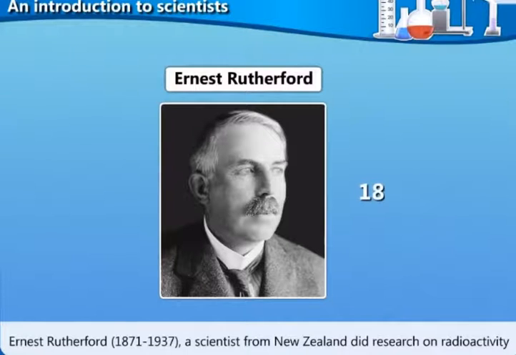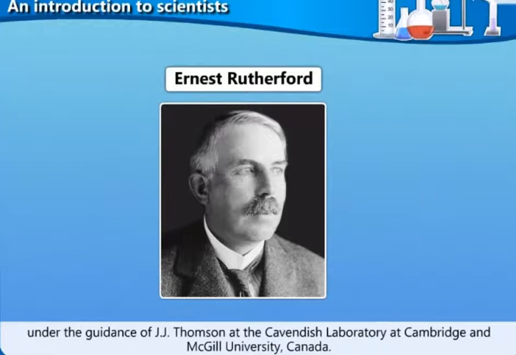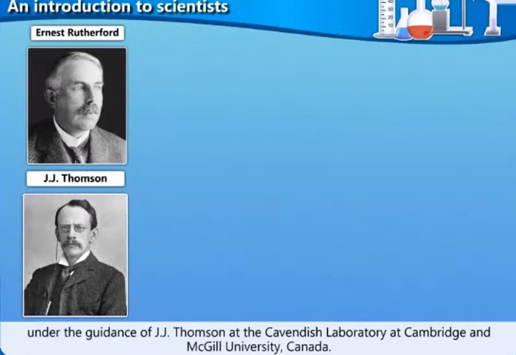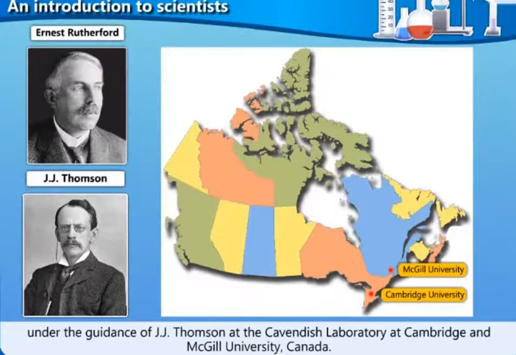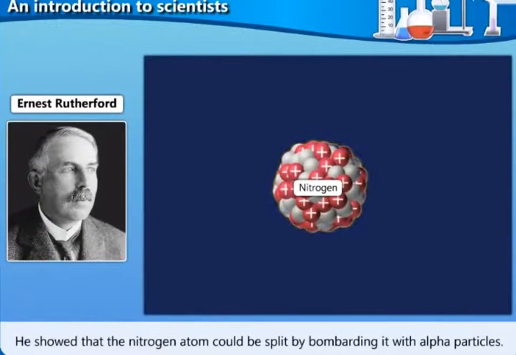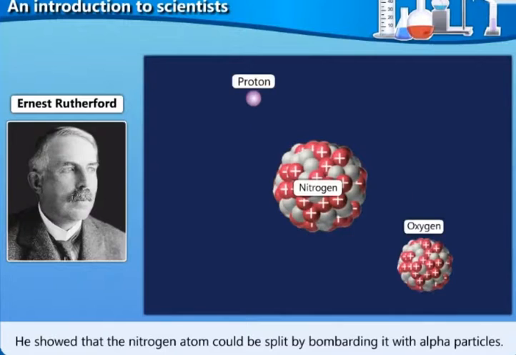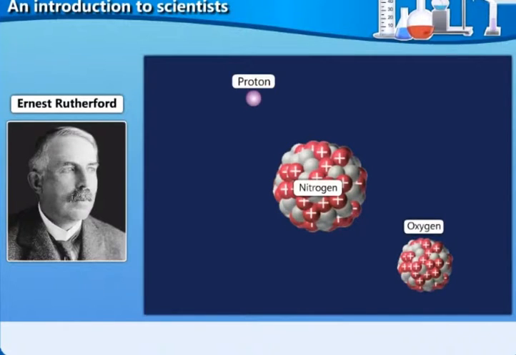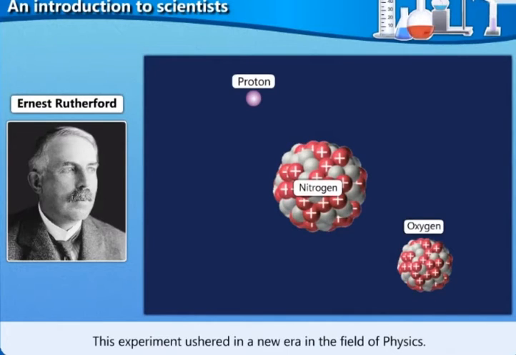Thomas Rutherford, 1871 to 1937, a scientist from New Zealand, did research on radioactivity under the guidance of J.J. Thomson at the Cavendish Laboratory at Cambridge and McGill University, Canada. He showed that the nitrogen atom could be split by bombarding it with alpha particles. This experiment ushered in a new era in the field of physics.